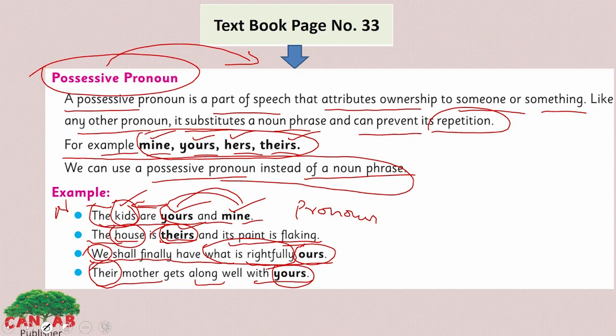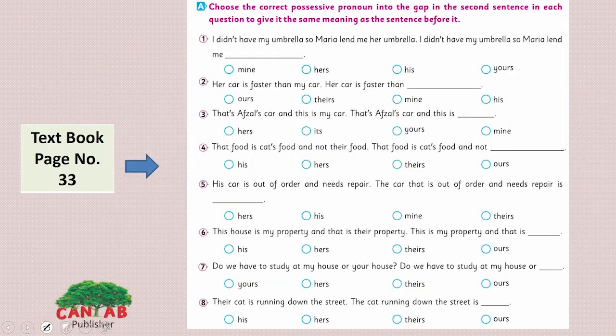Always remember that in possessive pronouns, except mine, we have an s to show the possession, to show the relationship, the belonging of something to someone. You can see the s in ours and theirs and yours. So, their mother gets along well with yours. Mother is a noun here and belongs to yours. Now look at the exercise of possessive pronouns on page number 33.